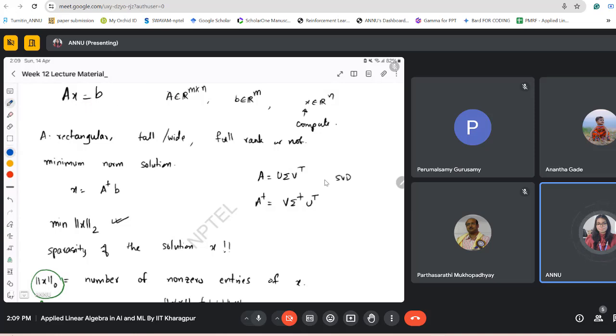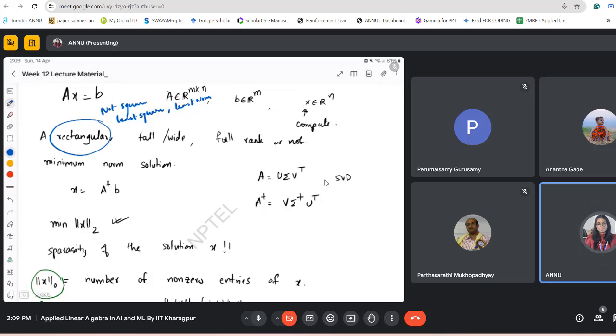If A is rectangular, in the sense it is not square, in that case we have two conditions: least square and least norm. Least square means it will be tall, and least norm it will be wide. One of the main things to remember is that in wide matrices you have a number of unknowns more than the number of equations. So for that you need to have some assumptions. You will have so many solutions.